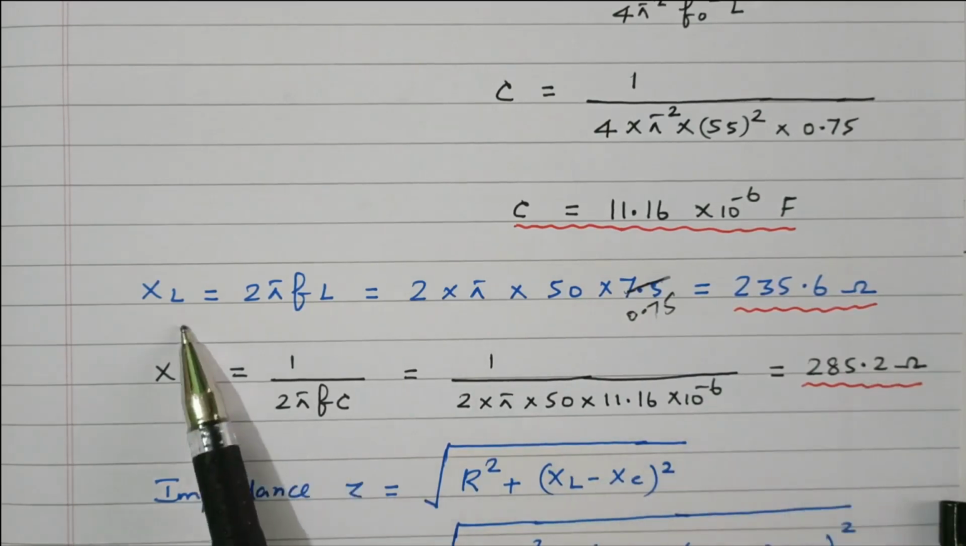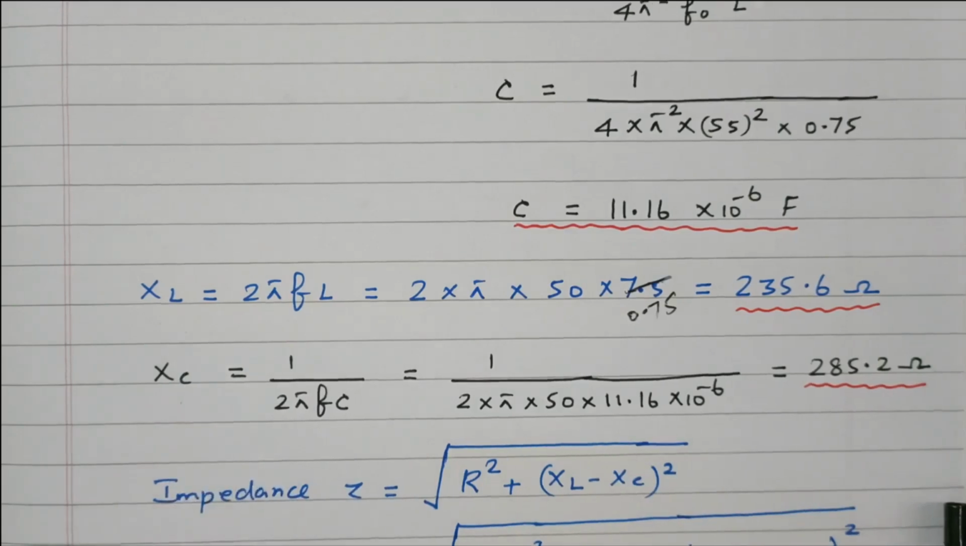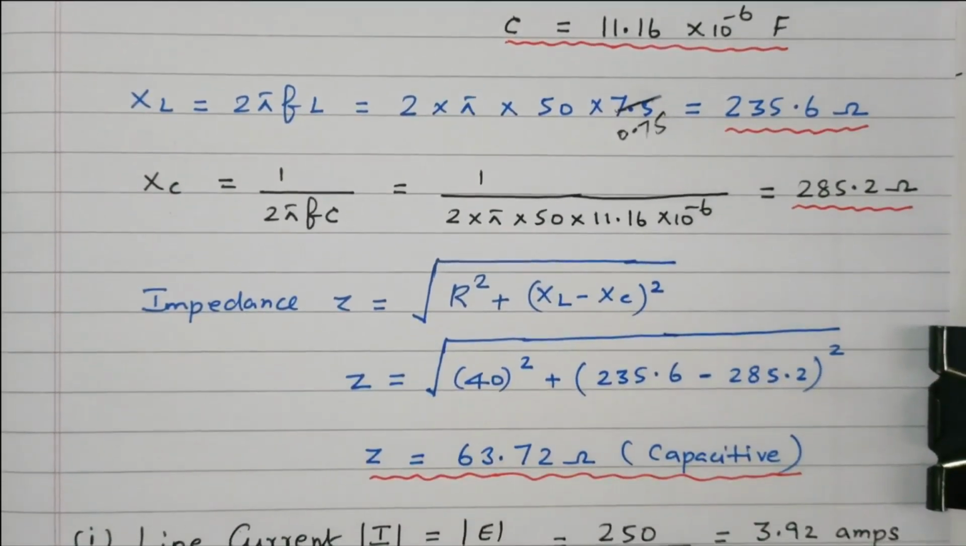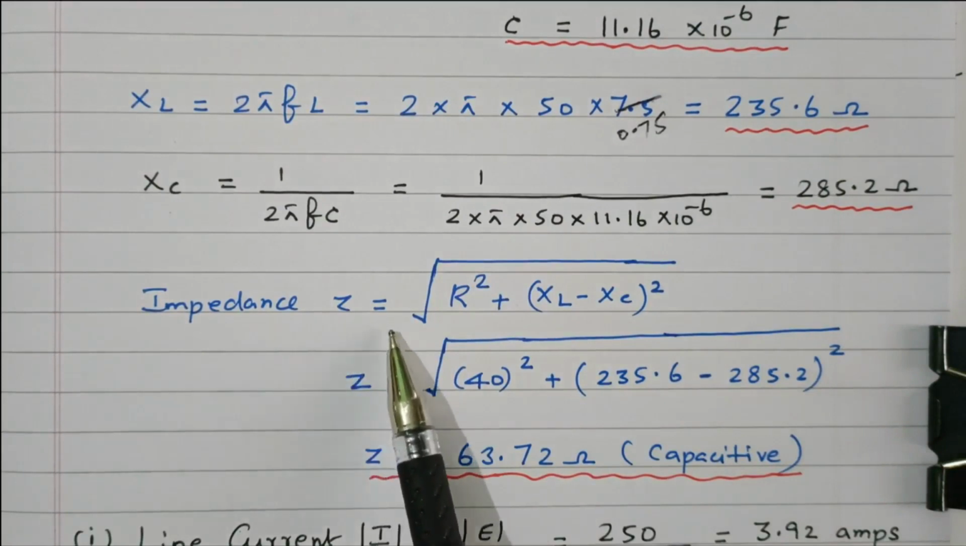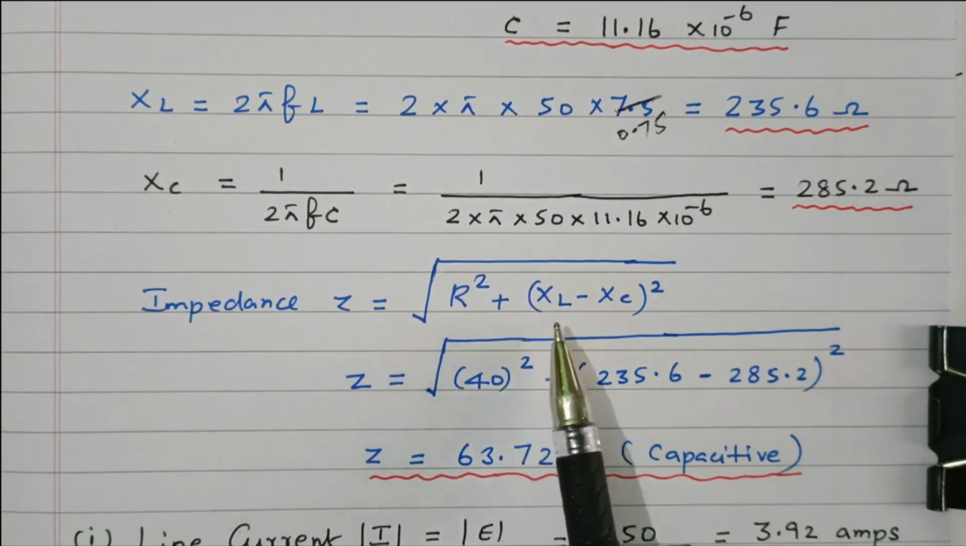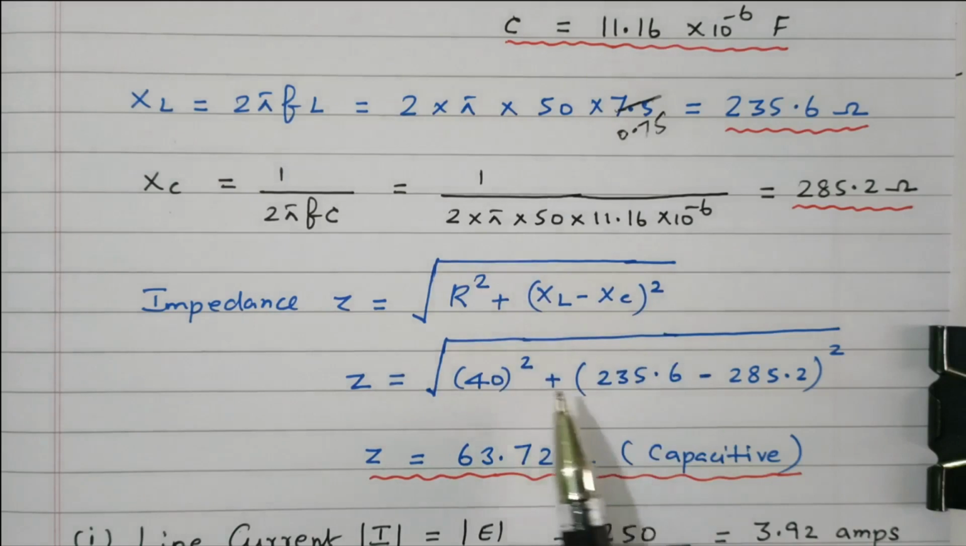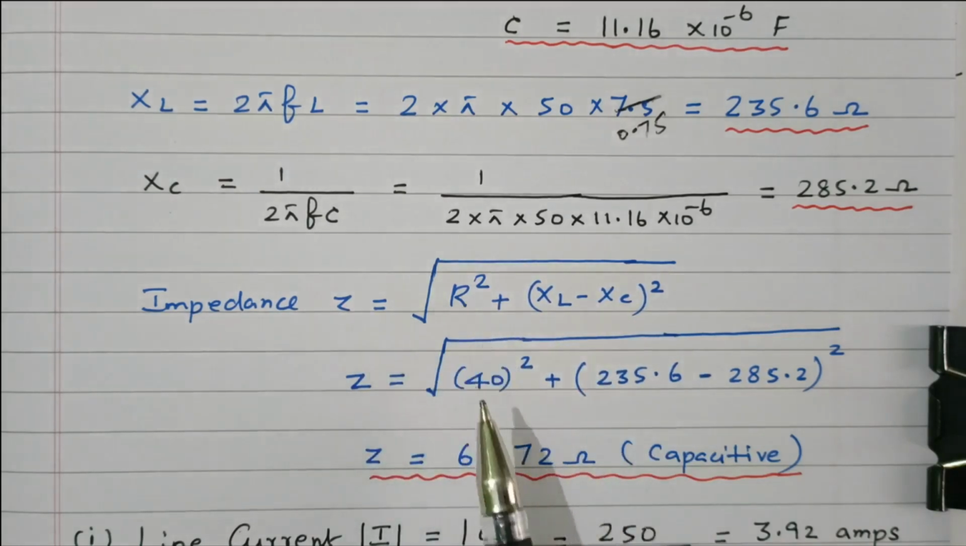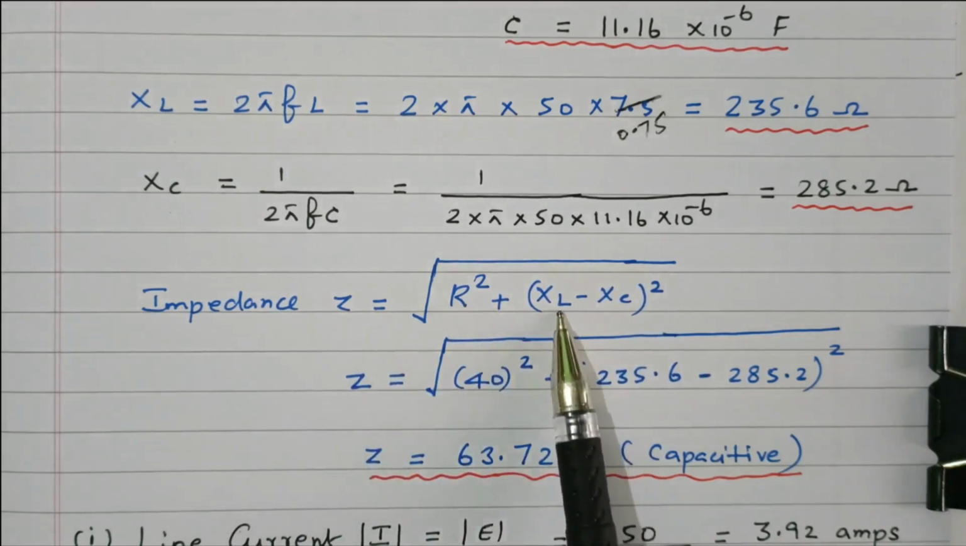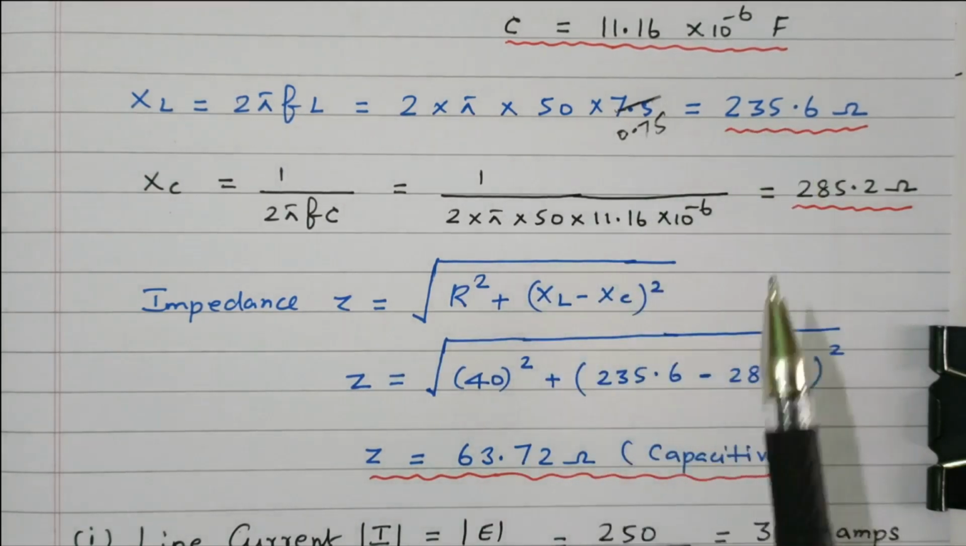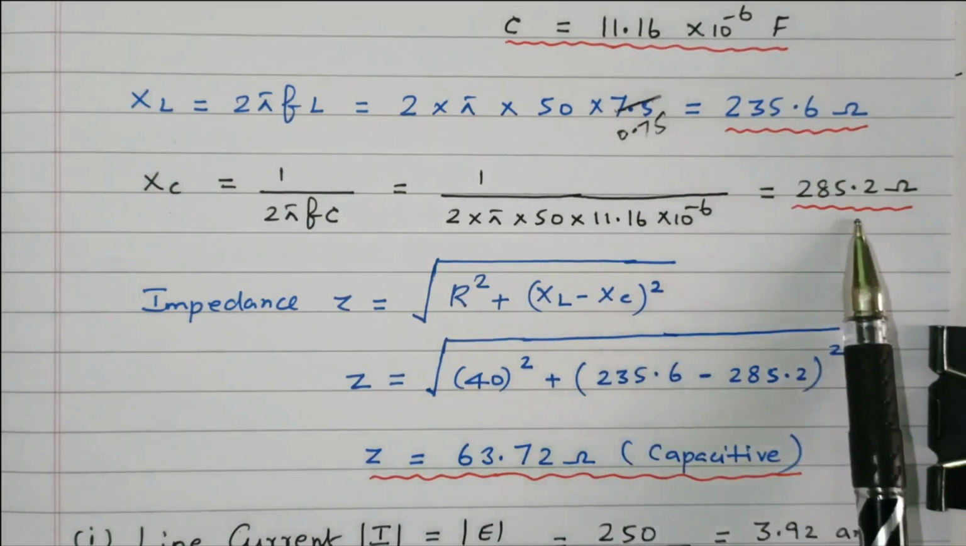Right. So from this XL and XC we can find the impedance of the circuit. Impedance Z equal to square root of R square plus (XL minus XC) the whole square. It's a general formula. R value given, 40 square. XL what we calculated, 256.6. XC is 285.2.